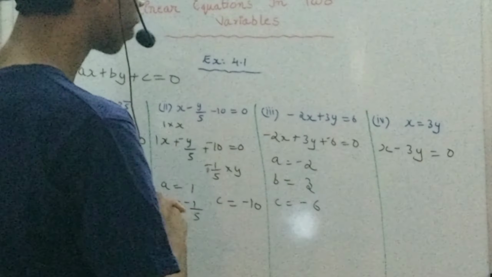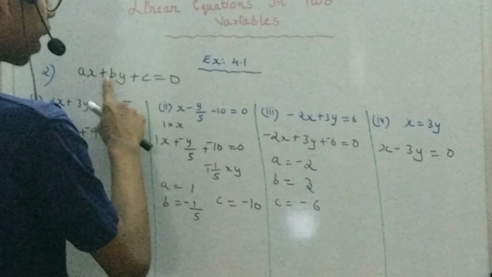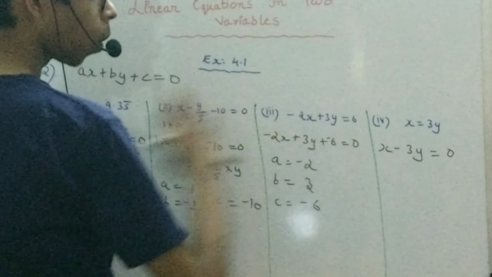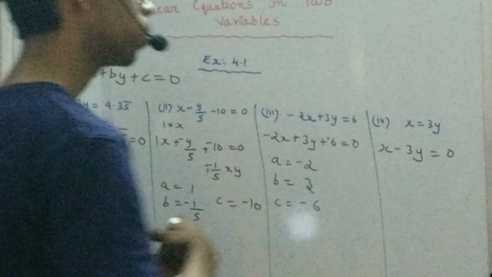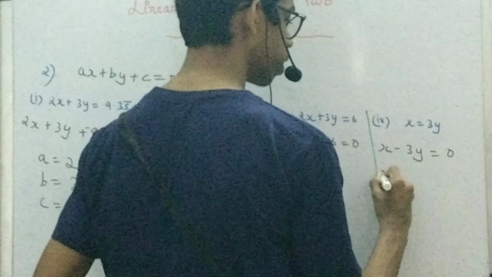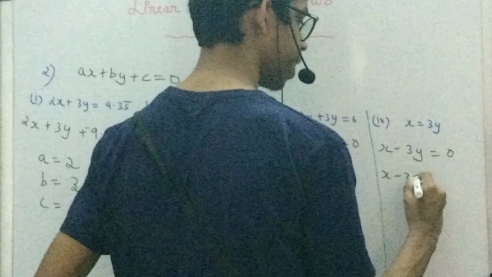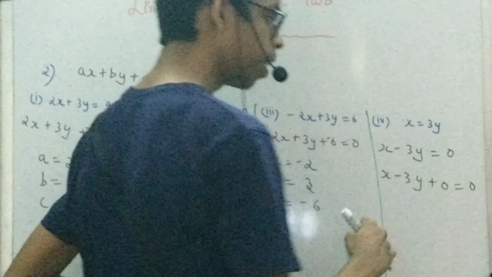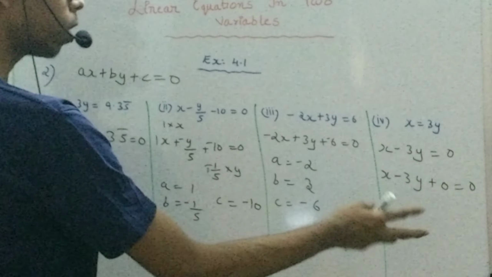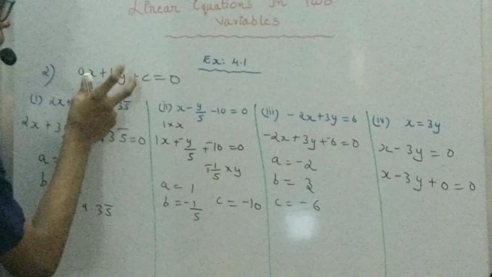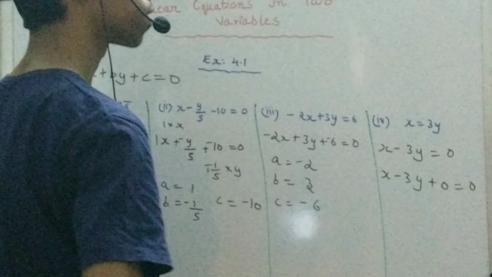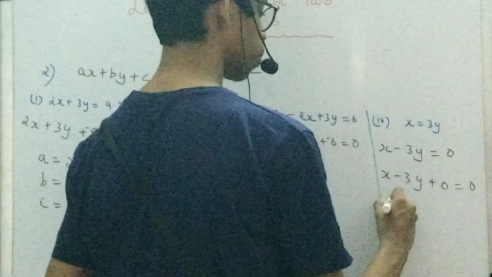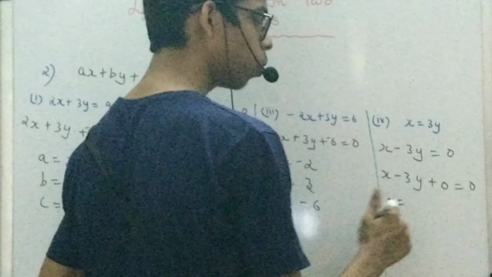Now if you see over here, in order to bring it to the form ax plus by plus c, the constant term is missing over here. So we can add the constant term, isn't it? So I can write x minus 3y plus 0 is equal to 0. Because since the constant term is not given, in order to write in this form, we can put a plus 0 over here.